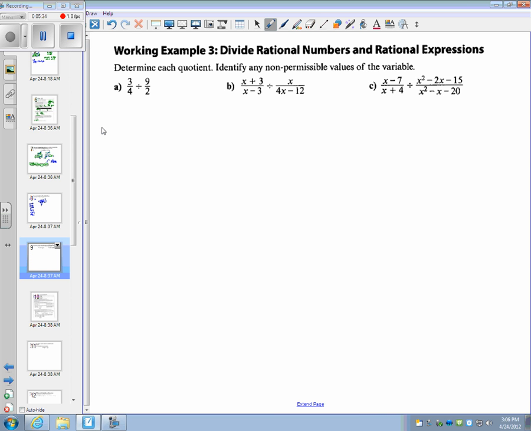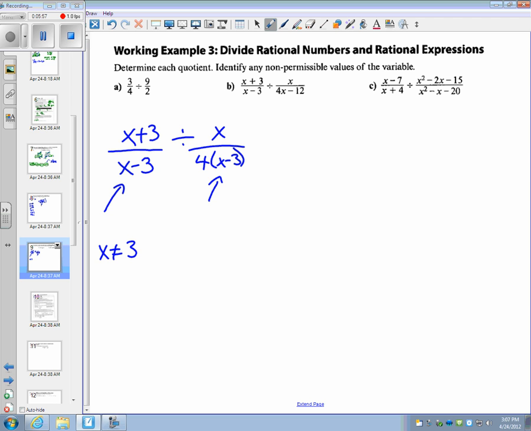Let's look at this next one. X plus 3, x minus 3. So I'm going to still just leave it as divide, and I'm going to factor. So I'm going to get 4x minus 3. Now before I go kissing and flipping, I have to do my non-permissible values. So in this case, x cannot be 3. Here again, x cannot be 3. But when we kiss and flip, we're going to get this in the denominator. So x can also not equal 0.